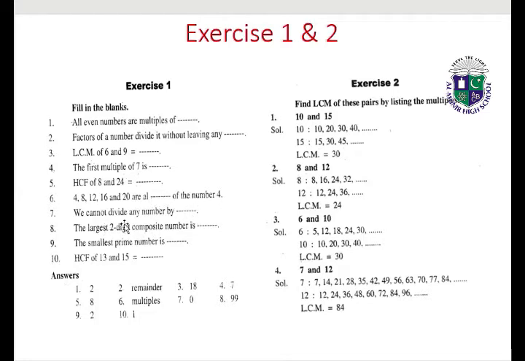We cannot divide any number by 0. The largest 2-digit composite number is 99. The smallest prime number is 2.